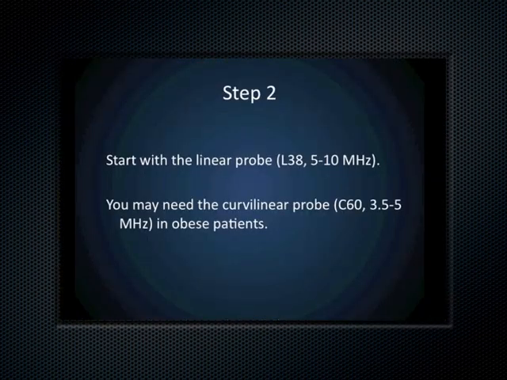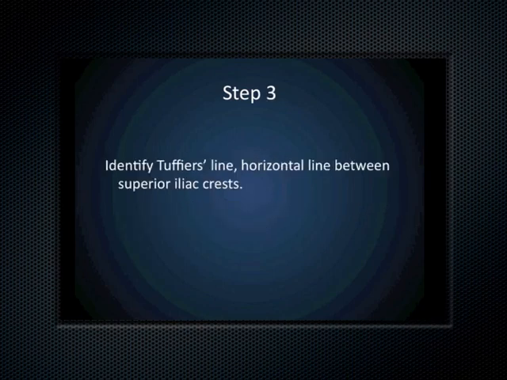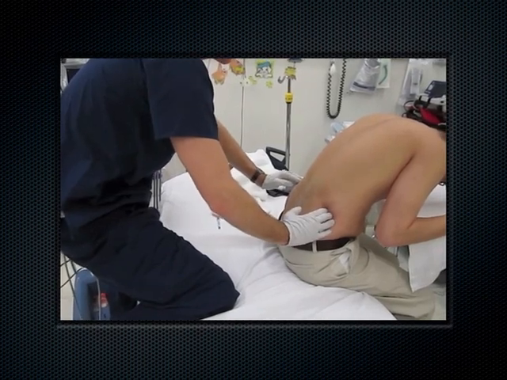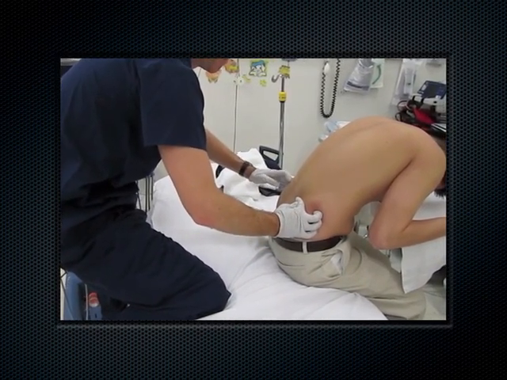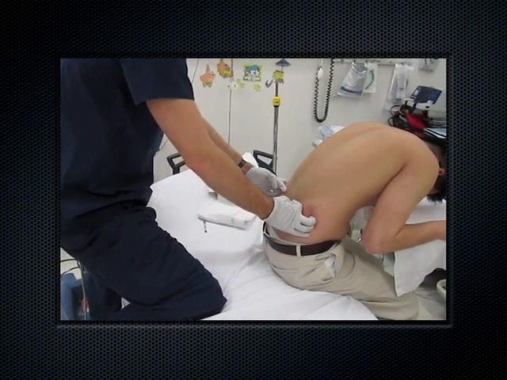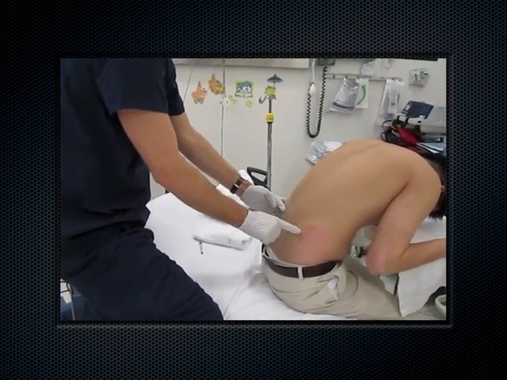Start with the linear probe, or the L38. You may find that in a more obese patient you'll have to move to the curvilinear probe if you can't see what you need to see. Now, identify Tufier's line. This is the horizontal line between the superior iliac crests. This will help you identify the spot where you should first place your probe to look for the spinous processes.